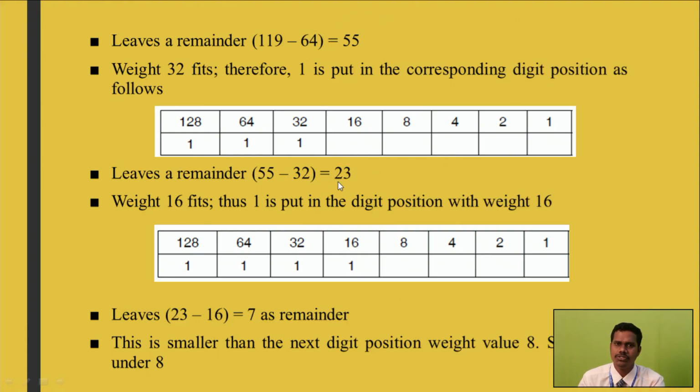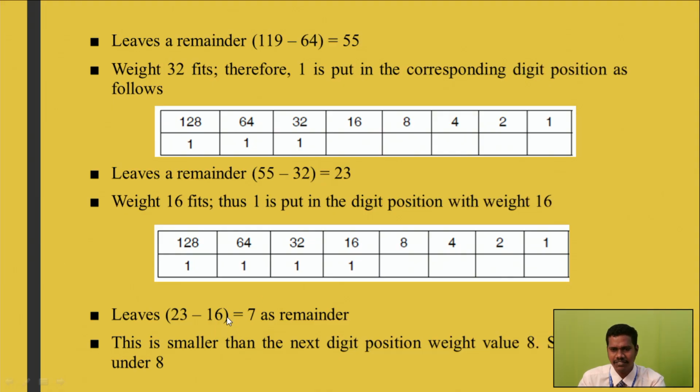Next we are going to look for the lesser or equal value. The value is 16, which is lesser than 23. So we are going to mark 1 for that 16, and then again we are going to subtract 16 from 23. The result will be 7.